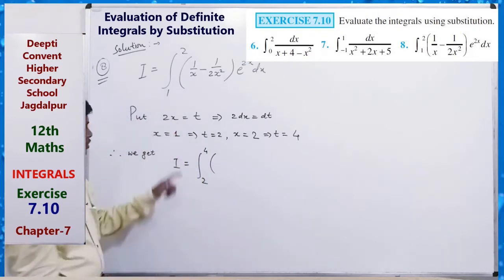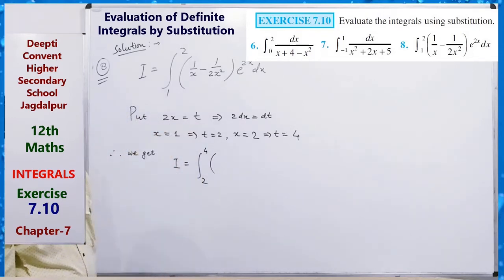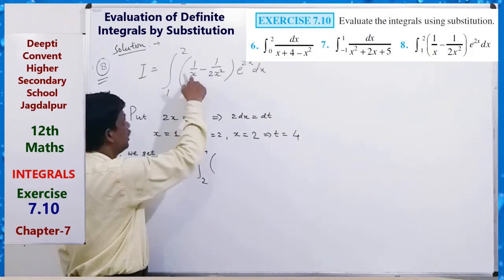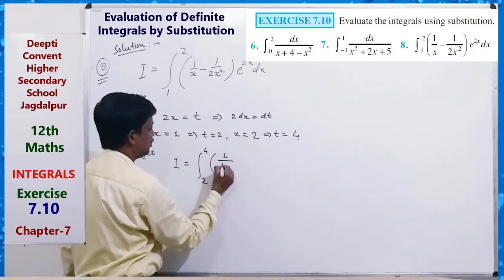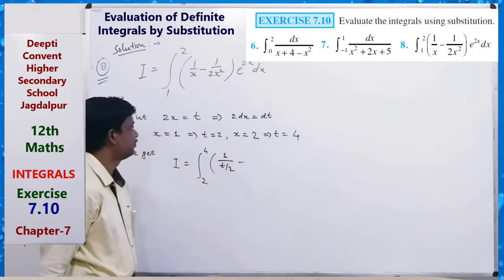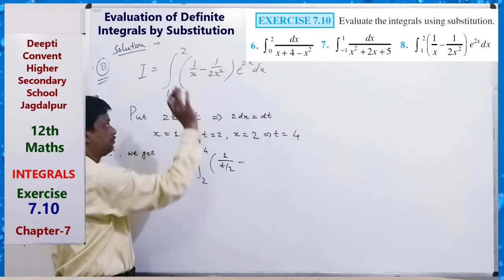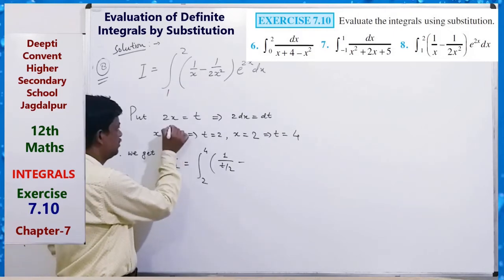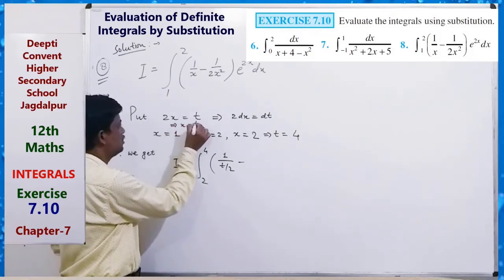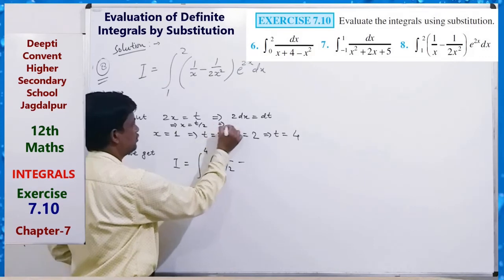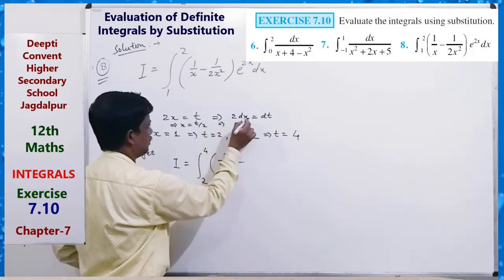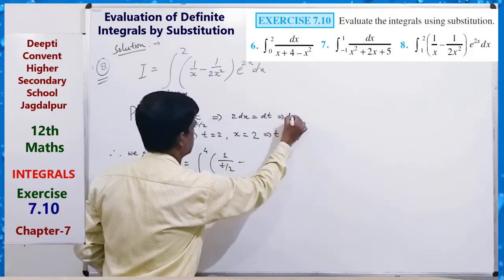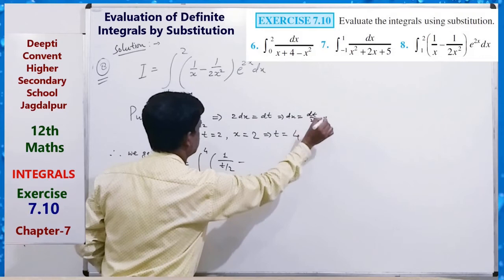So x equals t by 2. 1 upon t by 2 minus x square. So from here we can get x equals t by 2, and also from here dx equals dt by 2.